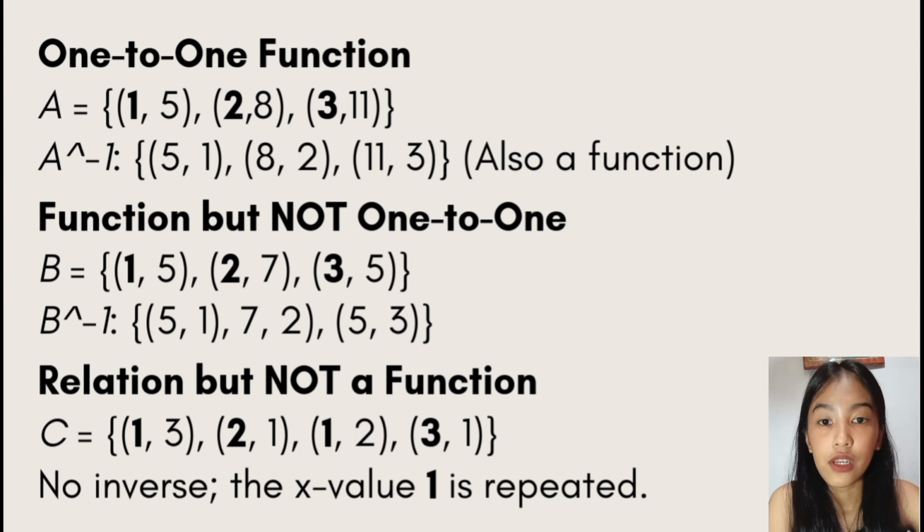Sa original function siya. Pero sa iyang inverse, it is not a one-to-one function. So relation but not a function. We have set C: 1, 3, 2, 1, 1, 2, and 3, 1. So it is not applicable. So no inverse for this set. So the x value 1 is repeated. So since nagbalik-balik man si 1, so dili siya function. Kay ang relation by definition kay it is simply a set of ordered pairs from the given set.